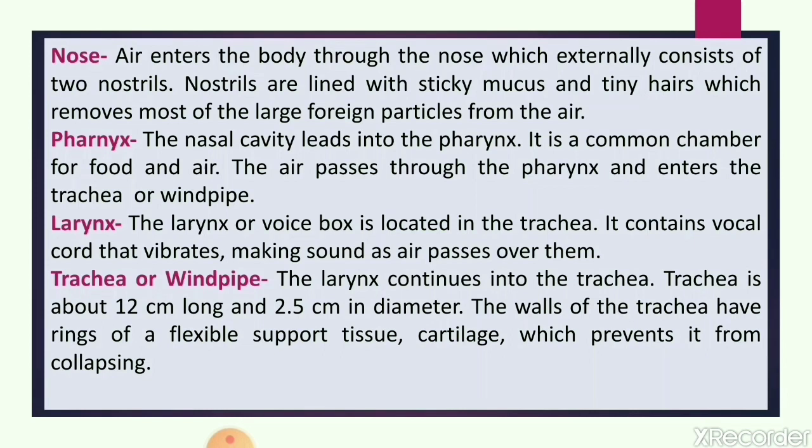Next one is the pharynx. The nasal cavity leads to the pharynx, and this pharynx is a common chamber for food and air. This pharynx opens into two tube-like structures. The first one is the esophagus or food pipe, which we have studied in the second chapter, and one more pipe-like structure, that is the windpipe or trachea.